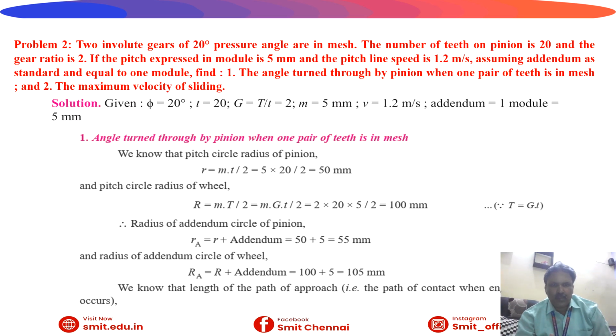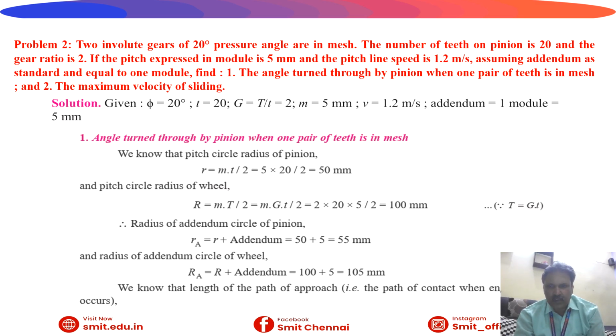Problem number 2, the same thing. Again, we are using the same formulas. In this problem, we have the pressure angle of 20, small teeth 20, and the gear ratio is given, so we can use the formula capital T by small t, which is equal to 2. Pitch expressed in the module, that is 5 mm is the module. Pitch line speed, one extra data that is given, V equal to 1.2 meter per second. Addendum 1 module, that is clearly given in the problem. Addendum is equal to 1 module, therefore we are taking 1 module. Module is given 5 mm, so 1 module equal to 5 mm.